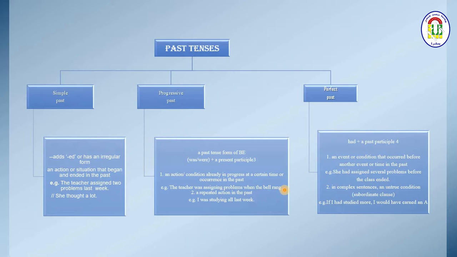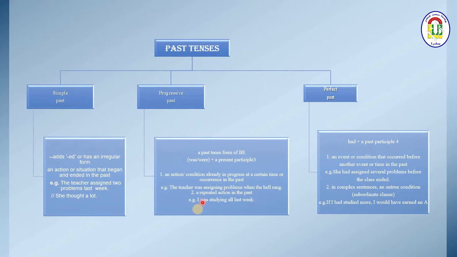So here, there was an action occurring at a certain time or at a certain period of time. So here, normally there is a duration. There is a certain duration for the action. The teacher was assigning problems when the bell rang. Was assigning problems. ing. So here, as you have seen here, was, because we have the teacher and the teacher is singular, so we use was. If we have teachers, we are going to say were. So a repeated action in the past.